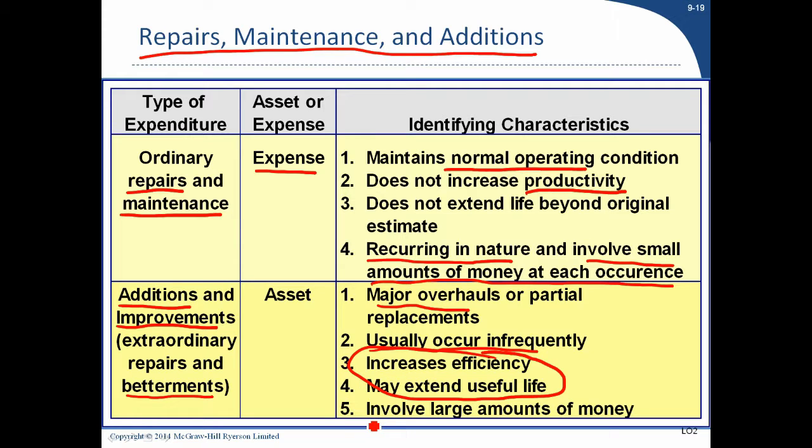So it's a spectrum. It's not as if you can say with 100% determination, binary 0 or 1, ordinary repairs and maintenance or additions and improvements. But you have to understand the fact pattern and say, based on your judgment, it looks like this is more of an improvement than it is an ordinary repair or maintenance.